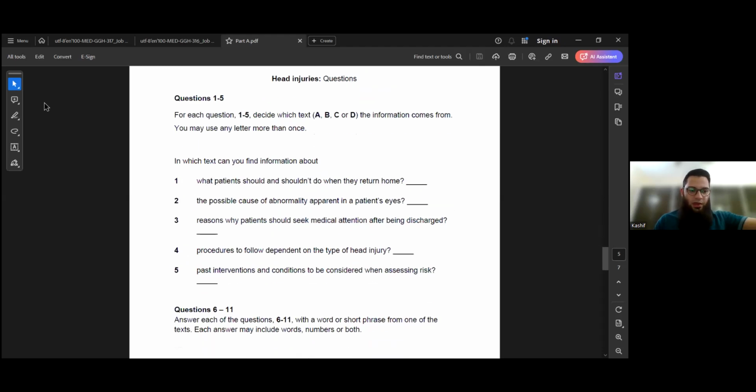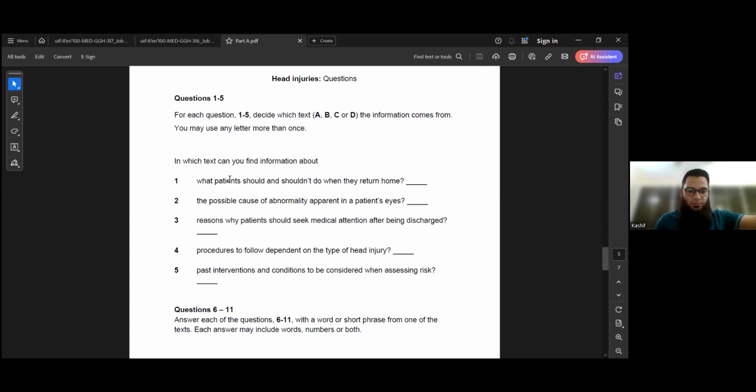Now, questions 1 to 5. For each question 1 to 5, decide which text, A, B, C, or D, the information comes from. You may use any letter more than once. In which text can you find the information about number 1, what patients should and should not do when they return home? Okay, I think everybody knows this. Write the answer. Please do not dictate in the chat section. Write it on the paper. Okay. Number 2 is the possible cause of abnormality apparent in patients' eyes.